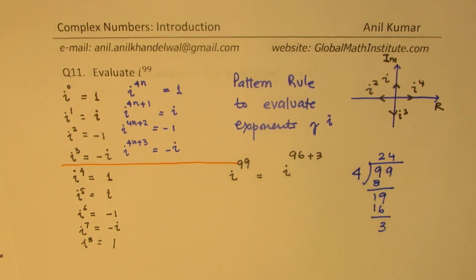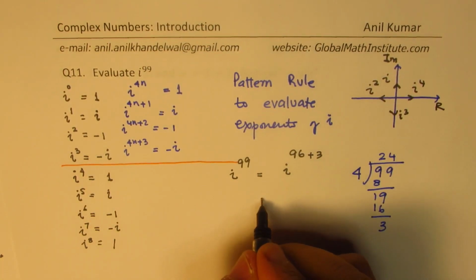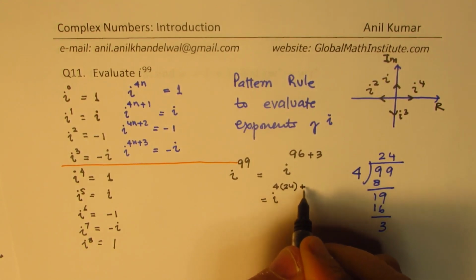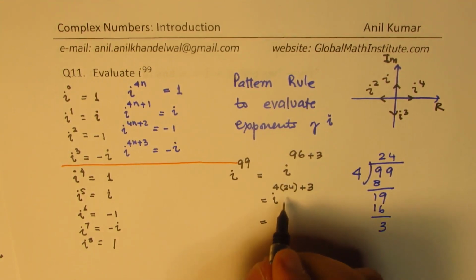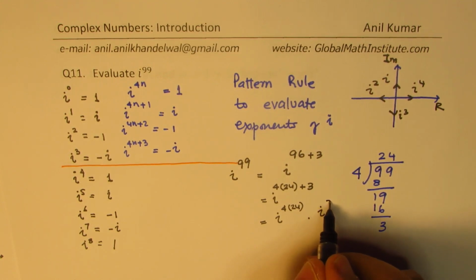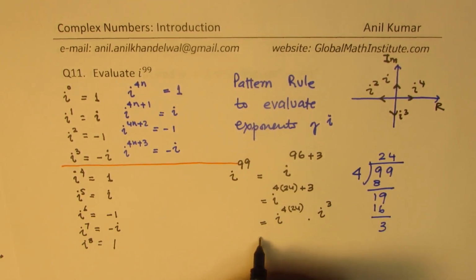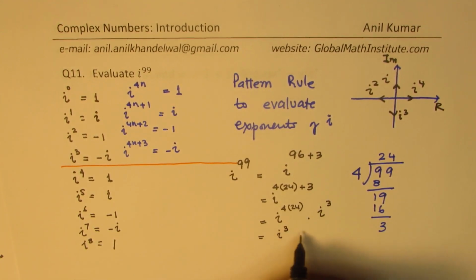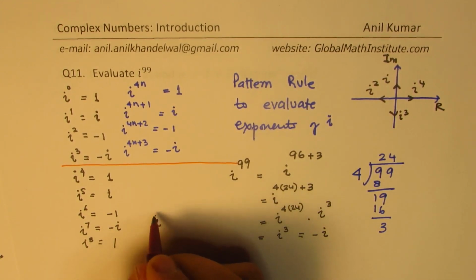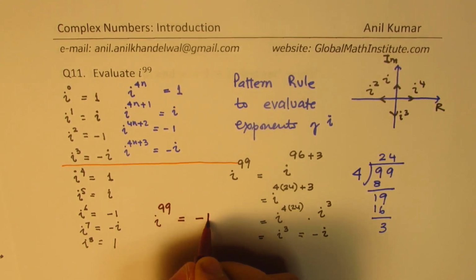So basically, we could write i to the power of 99 as i to the power of 4 times 24 plus 3. Now the first part, i to the power of 4 times 24, is just 1, times i to the power of 3, right? That is the meaning. So what we get here is i cubed, and the value of i cubed is minus i. So our answer is minus i. Is that clear to you? So we can write down that the value of i to the power of 99 is equal to minus i.